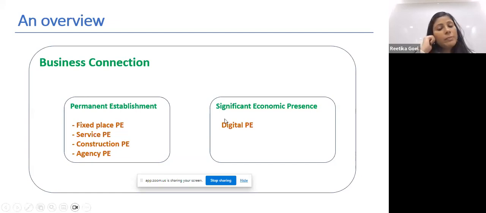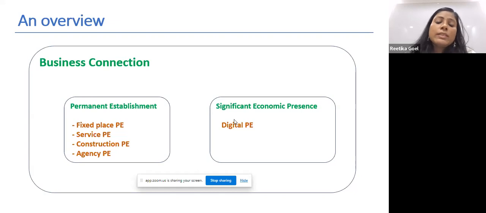Now, significant economic presence. In the traditional definition of permanent establishment, nobody had visualized that there would be digitalization in 2015 or 2020, and that there would not be a physical nexus. When we say physical nexus, even in the capital intensive and service industry, there is a sort of tangible nexus. Either you have a physical office in that country, or you have an agent in that country, or you are sending your resources to perform services physically in that country.